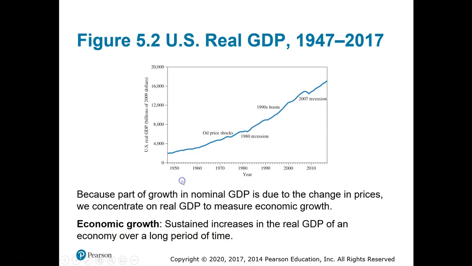And so this is exactly what we're trying to talk about. Let's look at 1947 to 2017. We can actually compare those because part of the nominal is due to changes in prices, and we concentrate on the real to measure the economic growth. It's sustained increases in real GDP over a longer period of time. We don't want to look at today and yesterday.